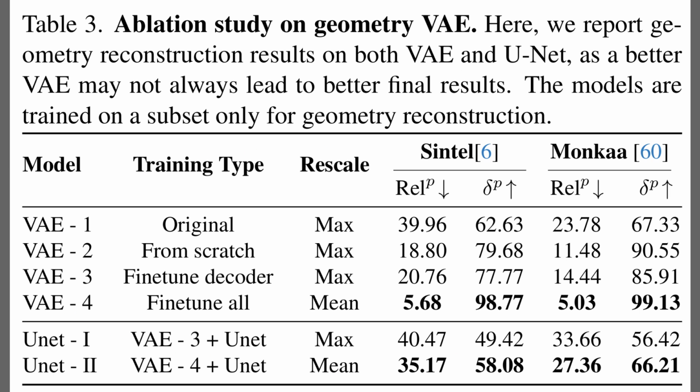So while the previous table showed the final performance, Table 3 breaks down the internal design choices for the geometry VAE. The first section evaluates the VAE in isolation. Notice the massive gap between the first row, VAE1, and the fourth row, VAE4. Switching from the original max rescaling to the proposed mean rescaling with full fine-tuning slashes the relative error on Sintel from nearly 40 down to about 5.7. The bottom section confirms that these gains hold up during generation, with UNet 2 consistently outperforming UNet 1.